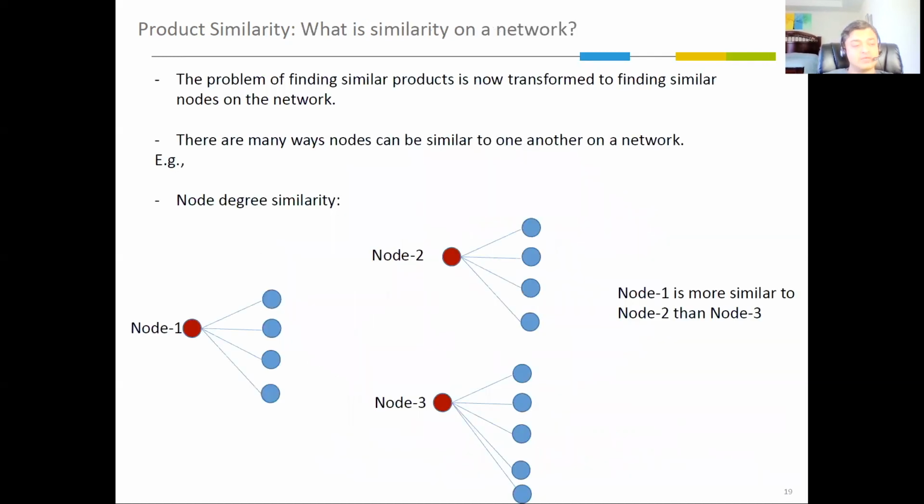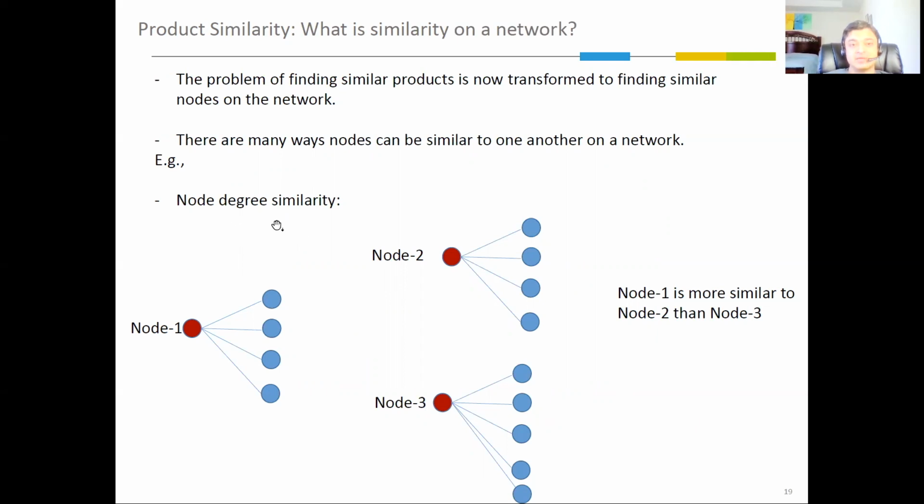So now go back to the font similarity. That's where we started. What happened to font similarity? Now our problem of identifying similar fonts reduced to identifying nodes which are similar to each other on this network. What is the definition of similarity in terms of nodes on a network? You can come up with many different definitions of node similarity.